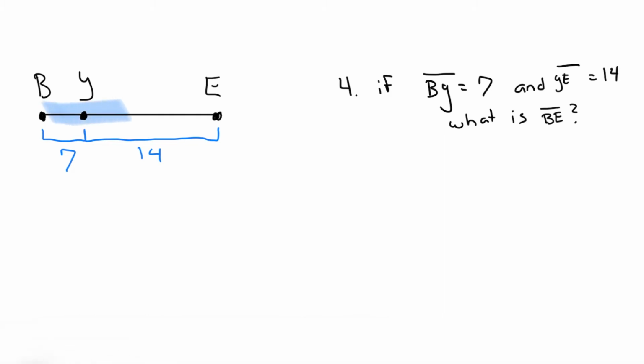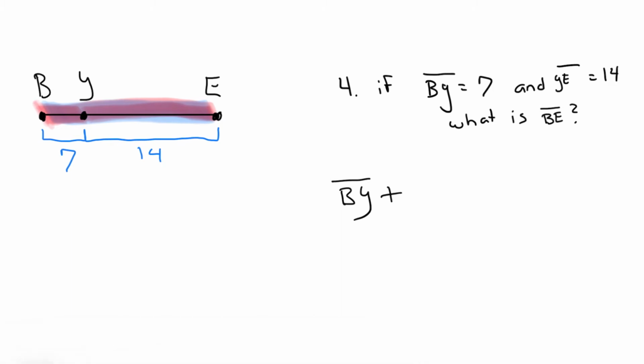All right, so this is literally the definition of the segment addition postulate that we talked about last time. And that says that, and I'm going to do it in a different color so you can see, this BY plus this YE is going to be equal to all of it.